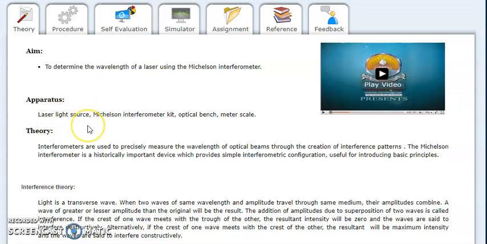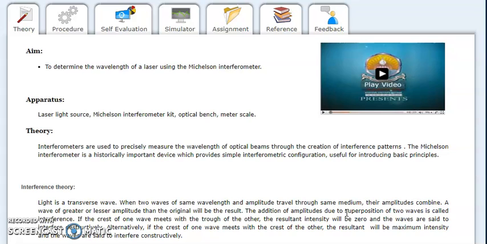What are the apparatus required? Light source, Michelson interferometer kit, optical bench, meter scale. So we know the basic theory: when two light waves having the same wavelength and amplitude travel through the same medium, their amplitudes combine. Sometimes the amplitudes may add. The addition of amplitude due to superposition of two waves is called interference.